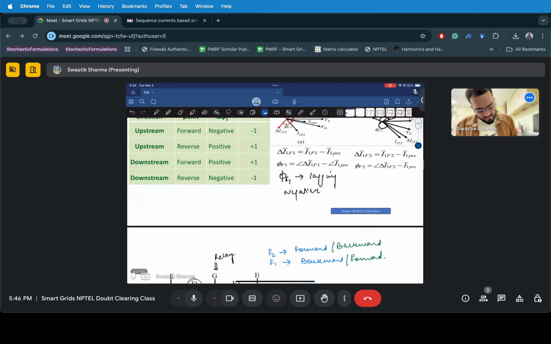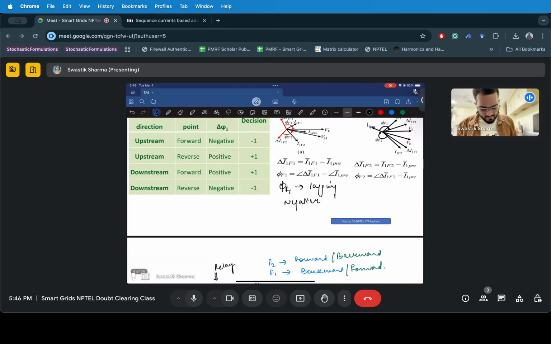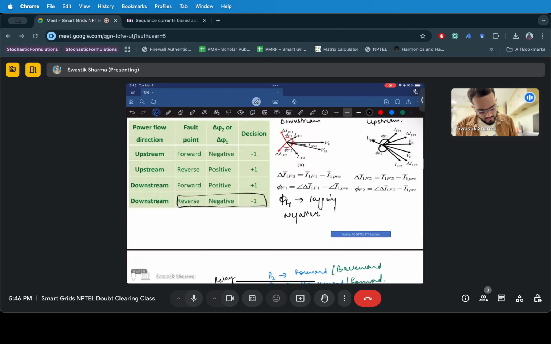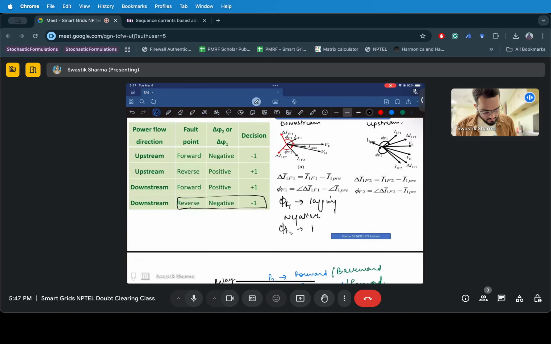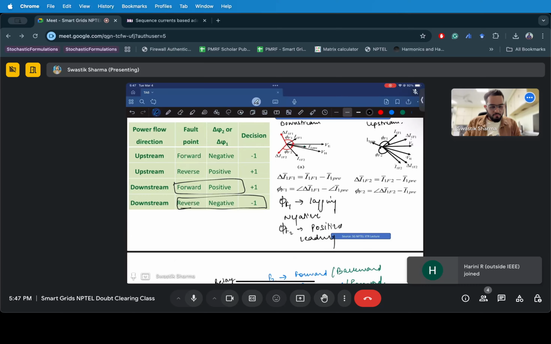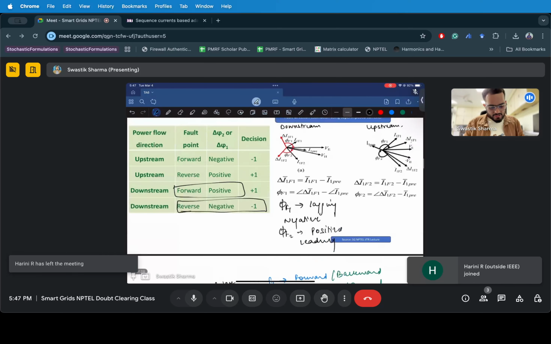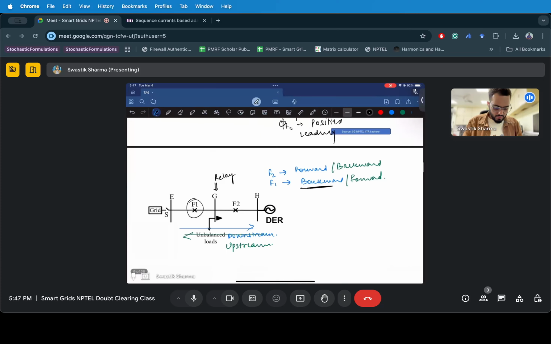So right, phi F1 is lagging, so that means the angle is negative, and if it is negative, the fault will be in the reverse direction for the downstream current, right? And that is what it tells you. It's backwards. Similarly, phi F2 is positive, that means it's leading, and if it leads, you sense that it is forward, right? You can do the same analysis for your upstream condition, and based on that you can check what kind of decision your fault current is making.